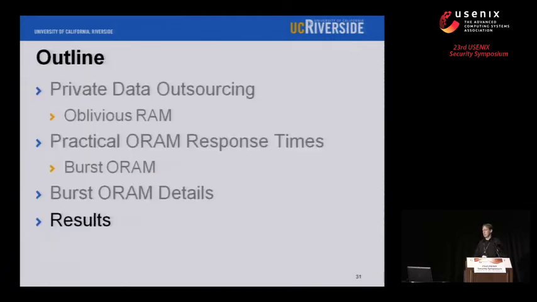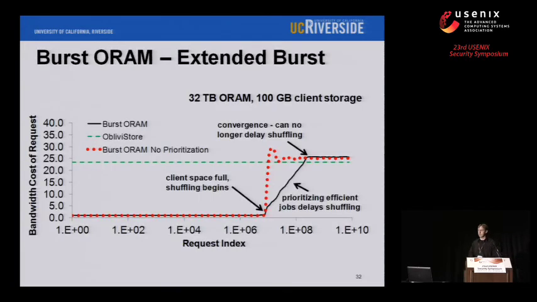Okay, I'm going to talk about the results of some simulations we did to see how well Burst ORAM performs. What you can see here is we're looking at the bandwidth cost associated with each request as a burst progresses. So on the y-axis is the bandwidth cost. On the x is the index of a request in a burst. Oblivious store, you can see the line halfway up, incurs about the same bandwidth cost per request regardless of the position into the burst, because it tries to keep the cost per request consistent.